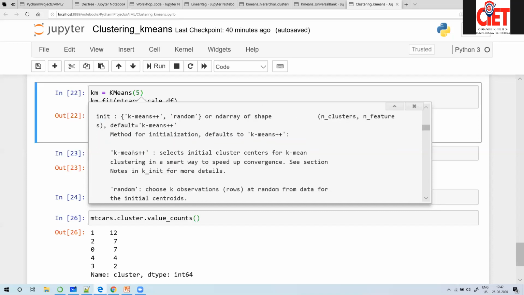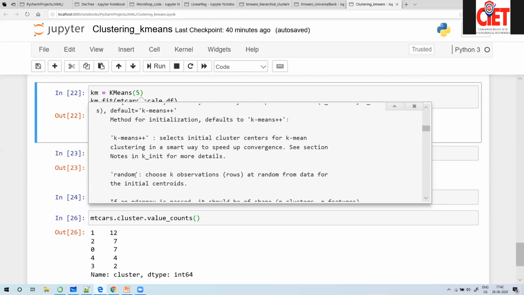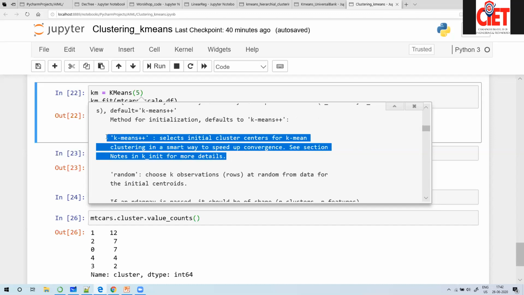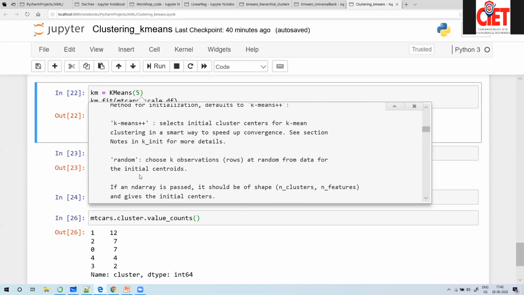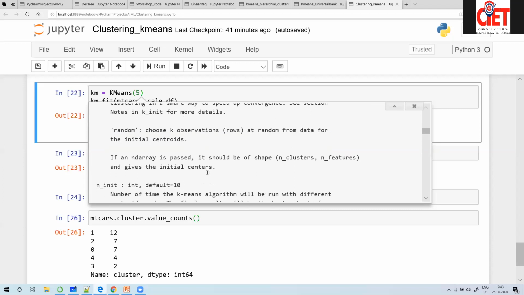What k-means plus plus does, and what random does, is select initial clusters for the k-means clustering. K-means plus plus does it in a smart way to speed up the convergence. It tries to compute the means of each of those observations that we have and does a percentile based selection. So the convergence would be faster if you choose the initialization k-means plus plus. That's why I said don't change it. If you go with random, no pre-computations will be done. It randomly chooses k observations, k centroids, to start with.